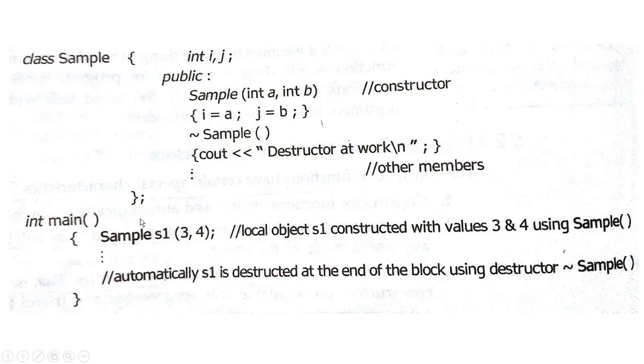Now in the main we are creating an object which is s1. See here we are writing sample, the name of the class, and then s1, and then we are giving two arguments. Therefore object s1 will be created, which will be a local object. Now there is a comment here that there is no need to call the destructor. Automatically s1 is destructed at the end of the block using the destructor. So there is no need to call the destructor at the end of the program. The compiler will automatically destroy the object.